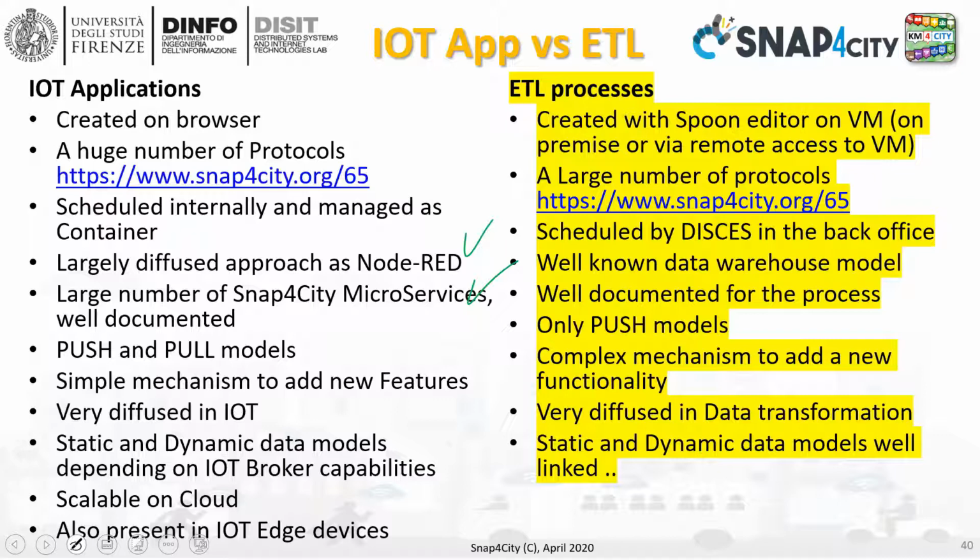It works for push and pull. It is a very simple mechanism for other features. It's very diffused in the area of IoT. It supports both static and dynamic data models, and you can add many features. You can scale on cloud. It is also present on IoT Edge. Most of these features are not present in the ETL. They have been very diffused for a while in the past years, but are presently demanding in terms of resources and not flexible enough to be continually used. So when possible, they have to be substituted.